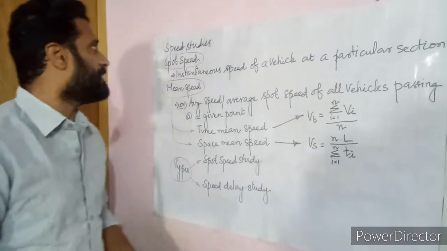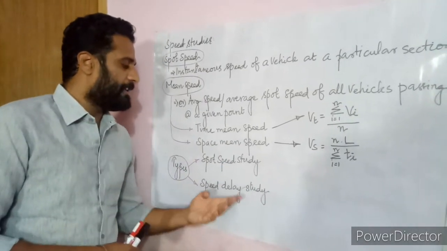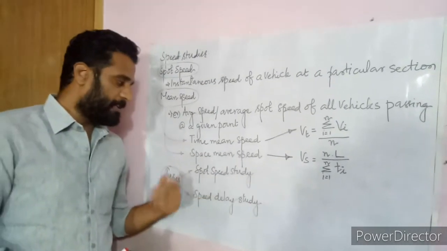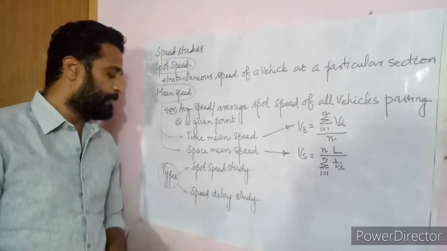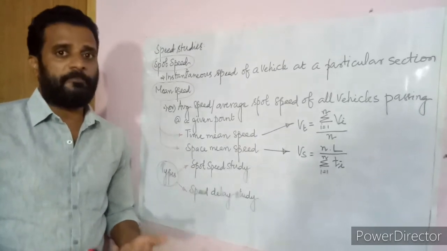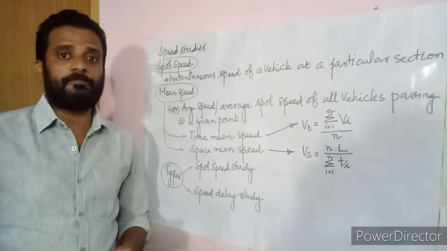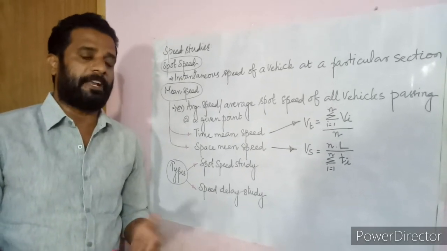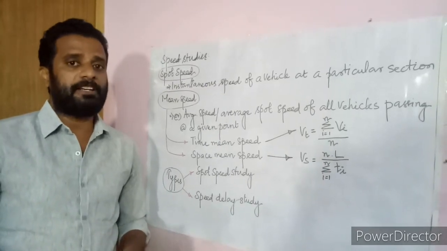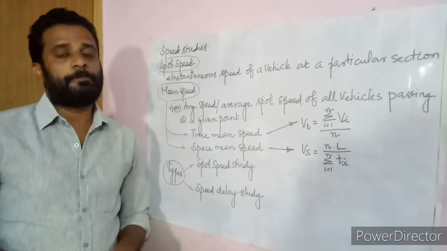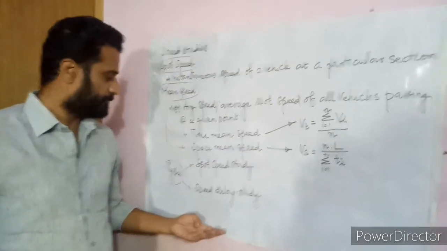Furthermore, the speed study is classified as spot speed study and speed delay study. You know what we mean by spot speed study, and based on that the study procedures are carried out. In the case of a speed delay study, a vehicle which starts at an initial position will reach the final destination, which always relates to speed. If the speed of the vehicle is very high, it will travel fast. If it is very delayed, it will travel slowly. So based on the traffic characteristics, the speed delay study is carried out.